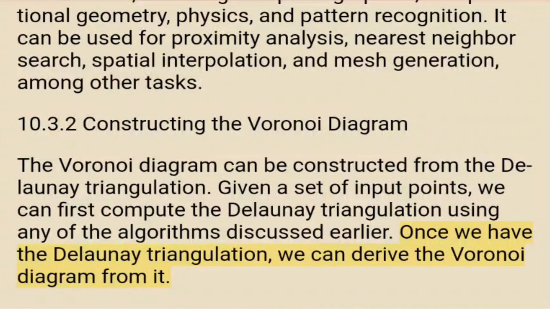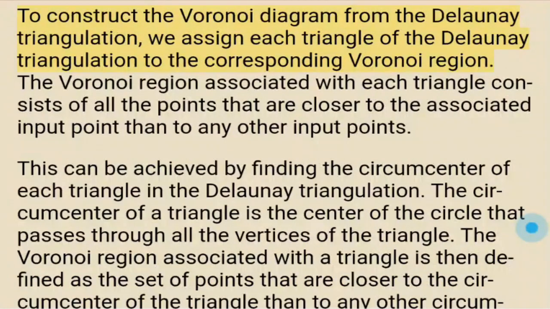Once we have the Delaunay triangulation, we can derive the Voronoi diagram from it. To construct the Voronoi diagram from the Delaunay triangulation, we assign each triangle of the Delaunay triangulation to the corresponding Voronoi region. The Voronoi region associated with each triangle consists of all the points that are closer to the associated input point than to any other input points.